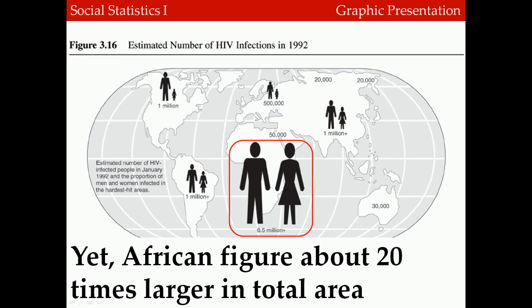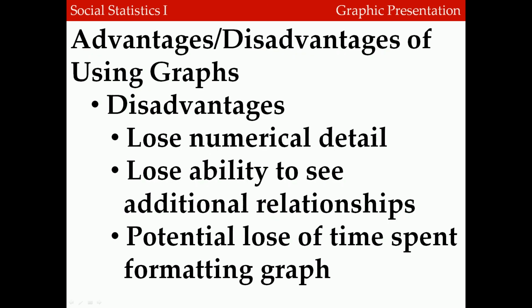The problem, however, is that the African figure is about 20 times larger than some of the other figures, which makes it look like the incidence of AIDS in Africa, or HIV, is much higher than it is in other parts of the world. So ideally, we should probably use a statistical map rather than this sort of figure to represent the trends around the globe on this map.